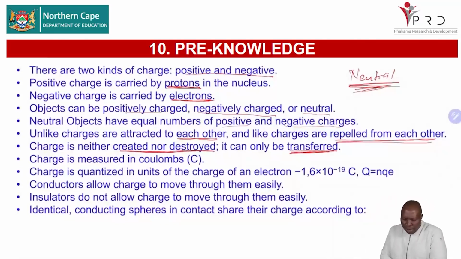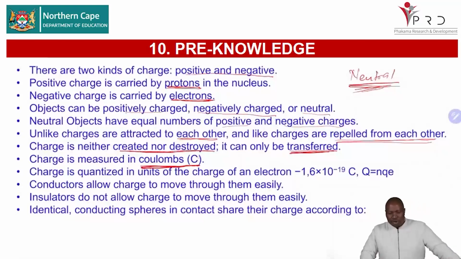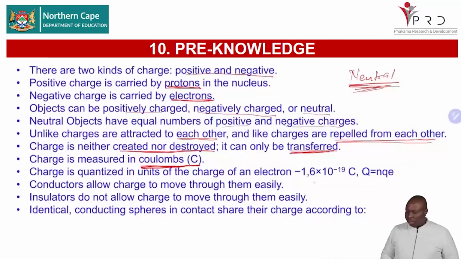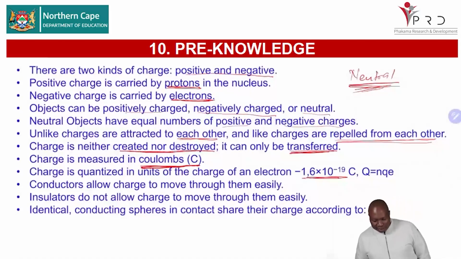Now, we're saying charge is measured in coulombs. Coulomb is capital letter C, not the small letter c that you use for concentration in paper 2. Coulomb is capital letter C. Don't make the mistake of writing coulomb with a small letter c. And we're saying charge is quantized in units of the charge of an electron. So that is the principle of quantization of charge. That is, the charge of an electron is minus 1,6 times 10 to the power of minus 19.